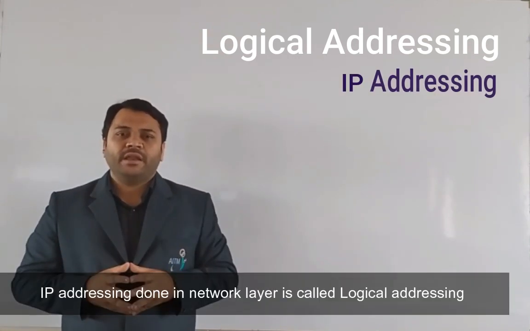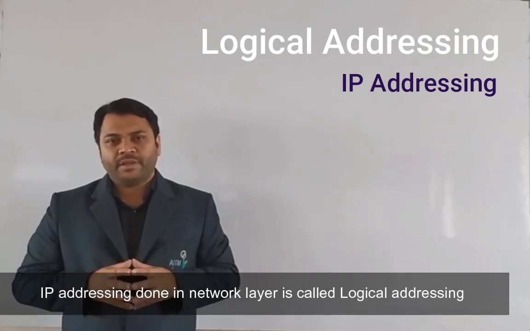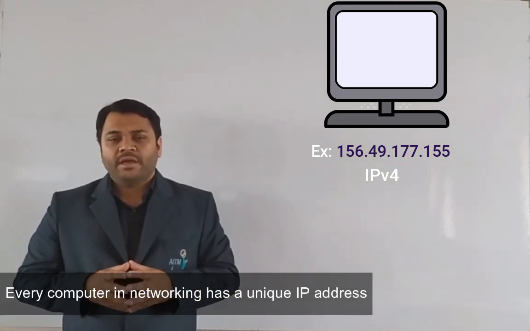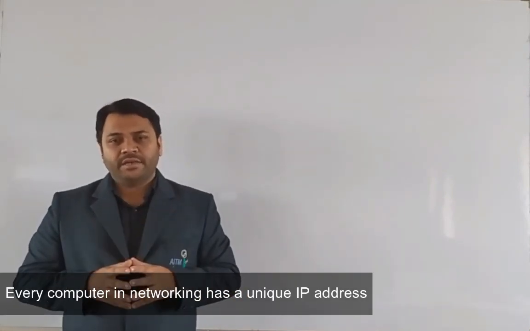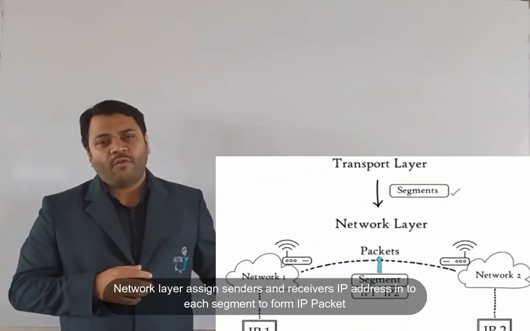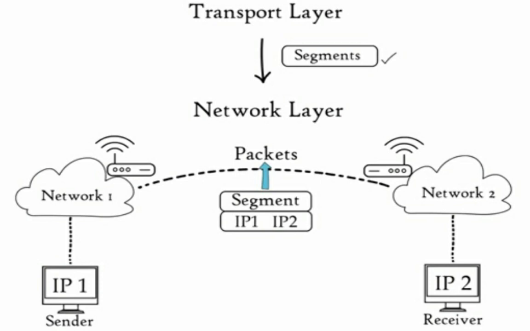IP addressing done in the network layer is called logical addressing. Every computer in a network has a unique IP address. The network layer assigns the sender's and receiver's IP addresses to each segment to form an IP packet. IP addresses are assigned to make sure that each data packet reaches the correct destination.